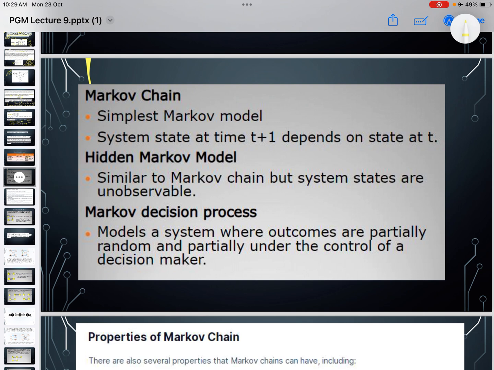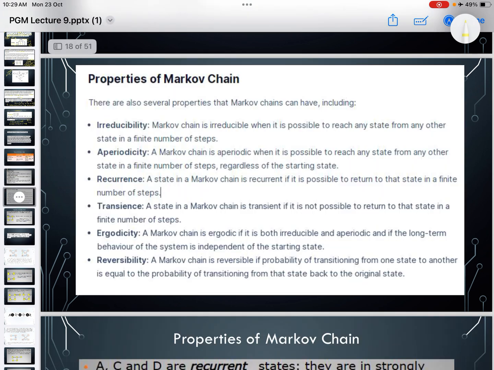Next, Markov chain. It is the simplest Markov model. System state at time t+1 depends on the state at t. Hidden Markov model is similar to a Markov chain, but system states are unobservable. Markov decision process models a system where outcomes are partially random and partially under the control of a decision maker.